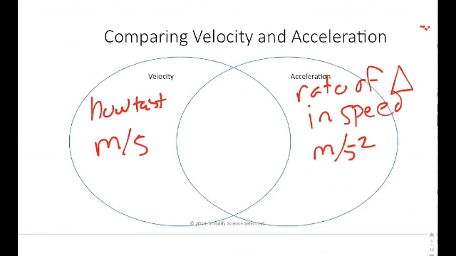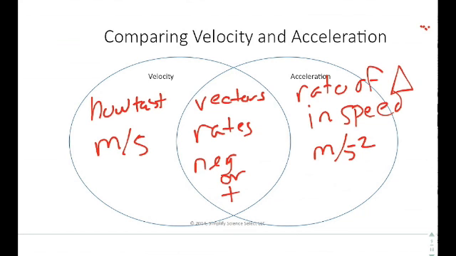They do have some things in common, so that may account for some of the reasons why we get them confused. They're both vectors. They both have magnitude and direction. They both are rates. In other words, they depend on time. Velocity is the rate of change in position. Acceleration is the rate of change in velocity. They can both be negative or positive.